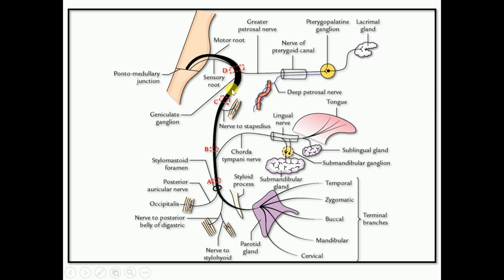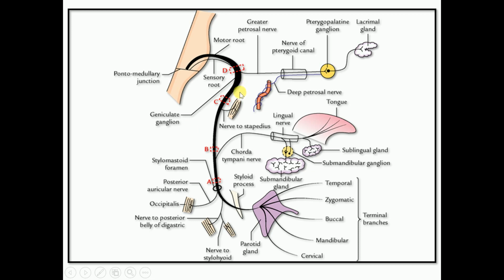Next to this, there is a tympanic segment. Tympanic segment of the facial canal runs horizontally backward within the medial wall of the middle ear, and then it reaches the junction of medial and posterior wall of the middle ear. So here there is a bulging of the tympanic segment.